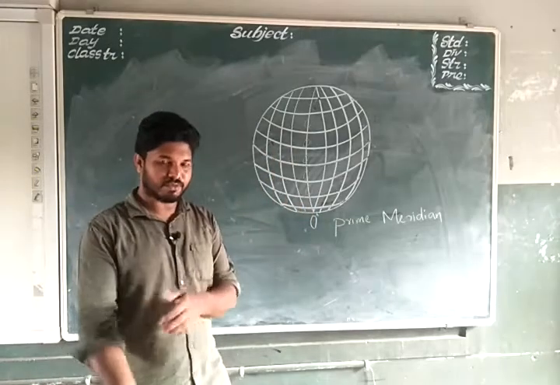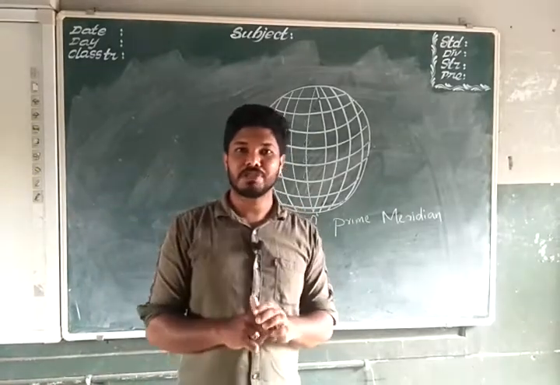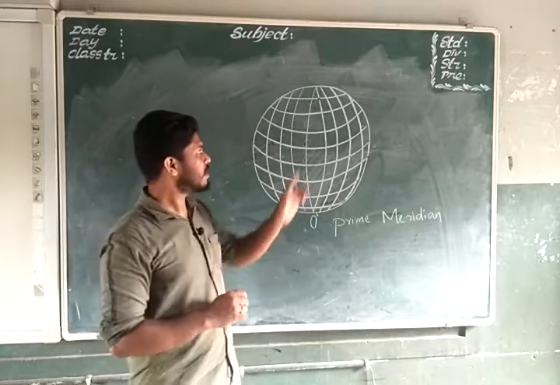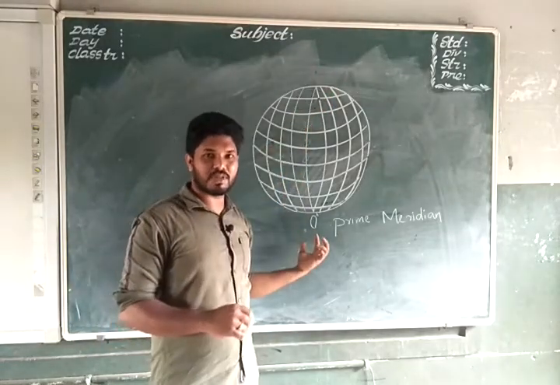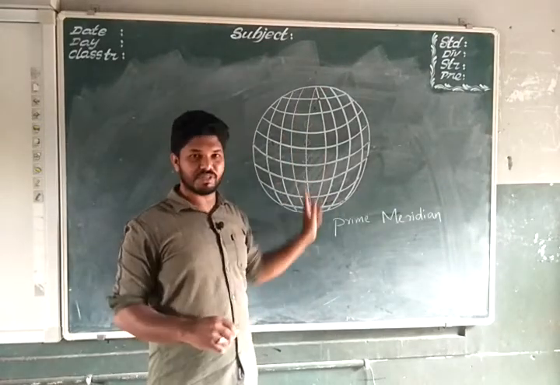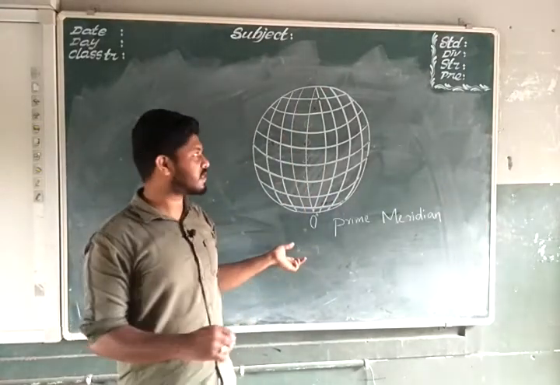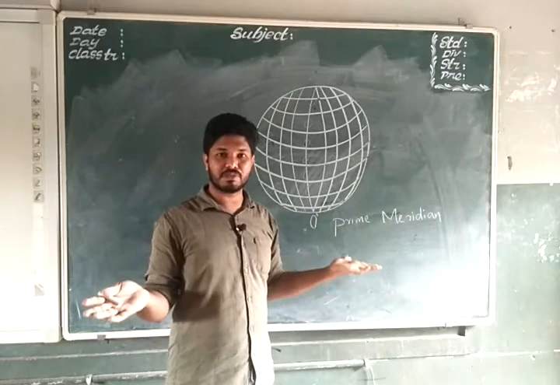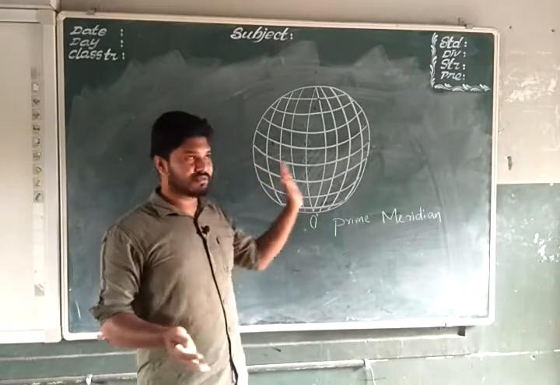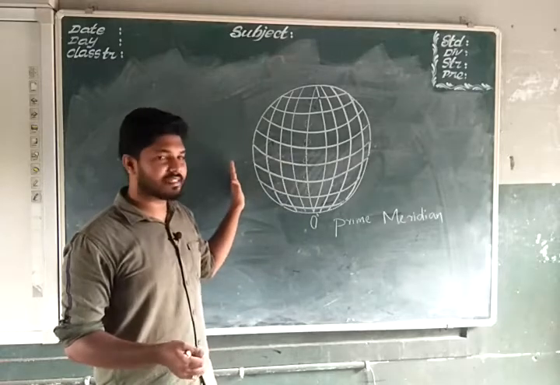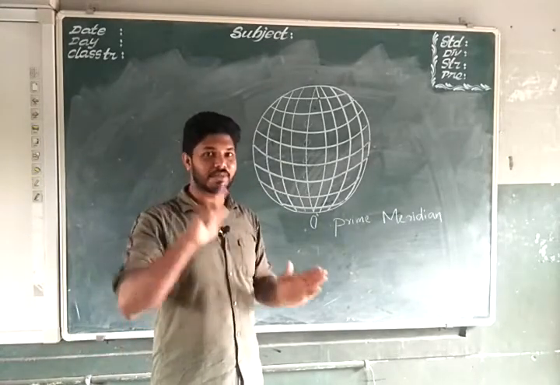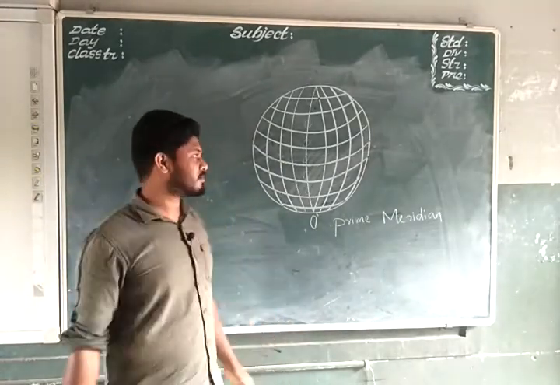See, let's come to the topic more. So longitudes are the lines that are drawn from north to south across the equator. There are how many longitudes? 180 longitudes in the east direction and 180 longitudes in the west direction. So totally we have 360 longitudes.